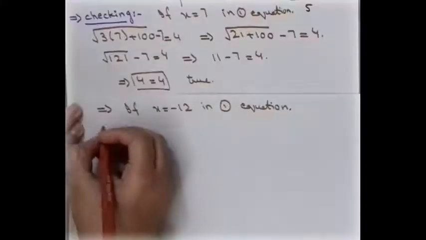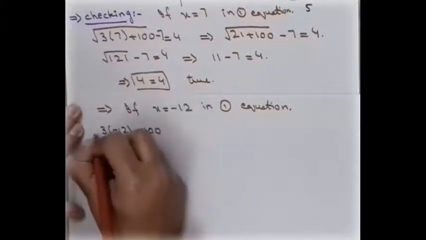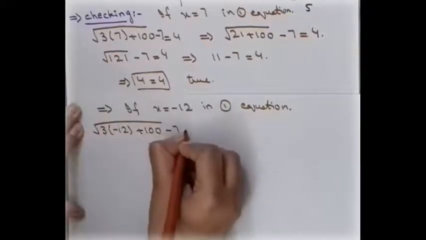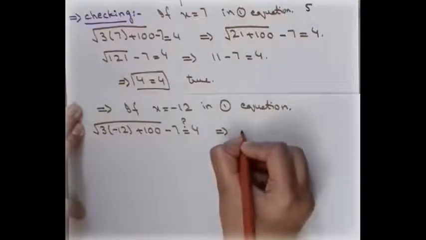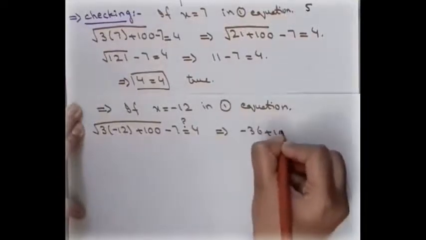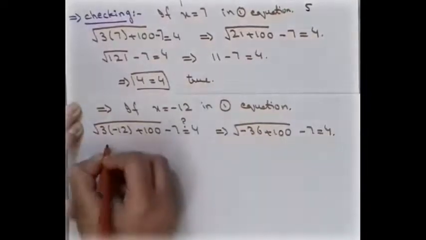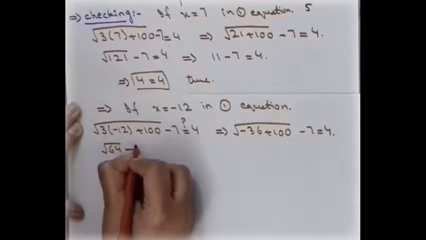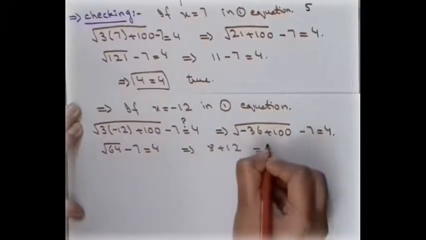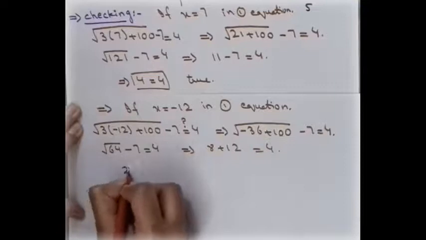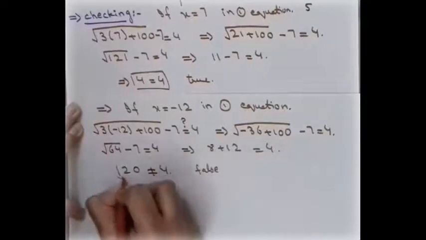In the first equation, the value of x is minus 12, and we have plus 100 under root minus 7 which is equal to 4. Basically, we check whether this equality holds or not. It will be minus 36 plus 100 under root minus 7 which is equal to 4. Now it will be 64 minus 7 which is equal to 4, and 8 plus 12 which is equal to 4. But 8 plus 12 is 20 which does not equal 4.